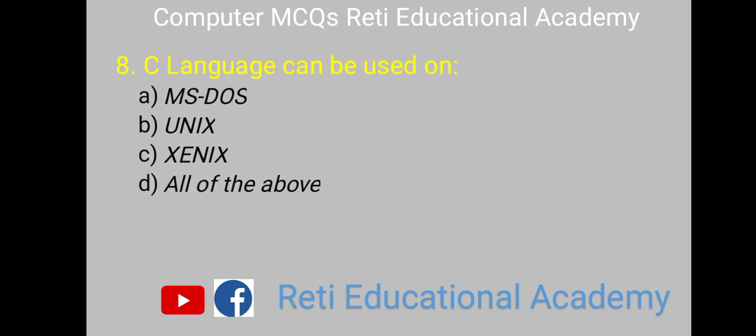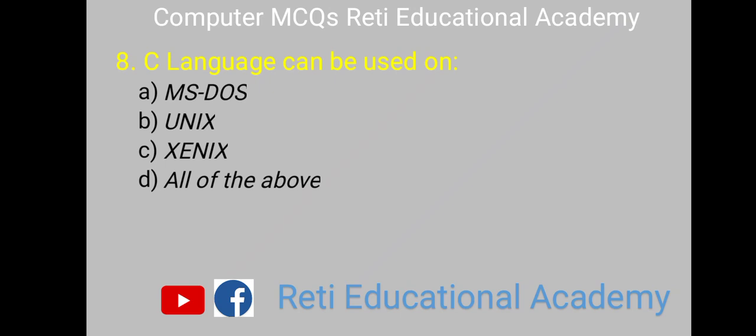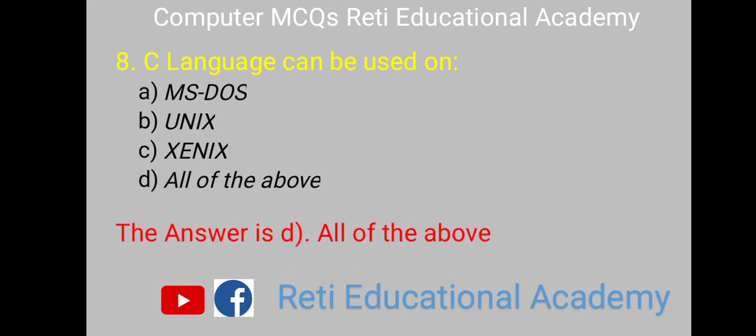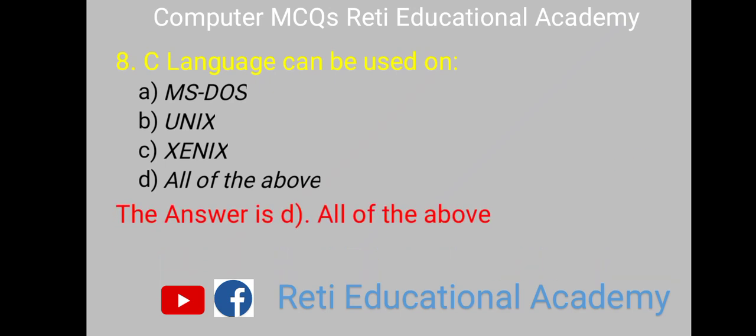MCQs number 8. C language can be used on A, MS-DOS. B, Unix. C, Xunix. D, all of the above. And the right answer is D, all of the above.